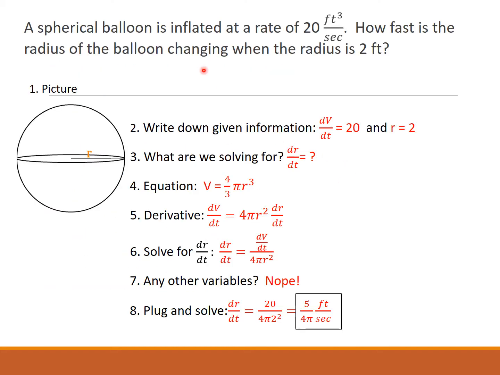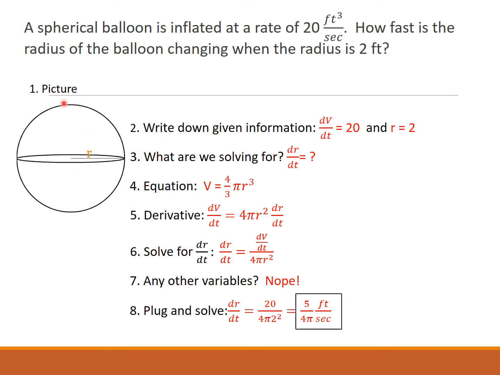So I'm going to start with this seemingly simple example compared to some of the other ones. The problem is: a spherical balloon is inflated at a rate of 20 cubic feet per second. How fast is the radius of the balloon changing when the radius is 2 feet? So I'm going to start out with this picture of my sphere here. I'm going to get that radius in there too.